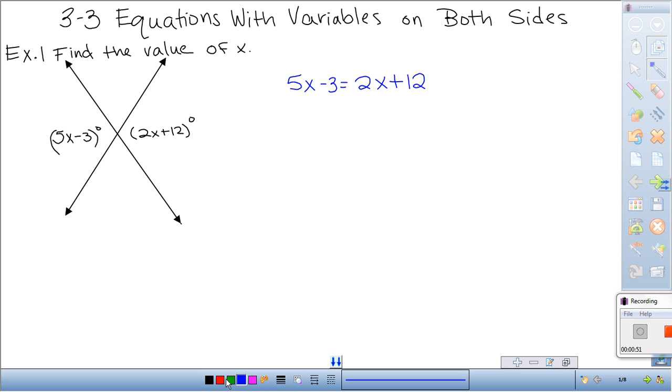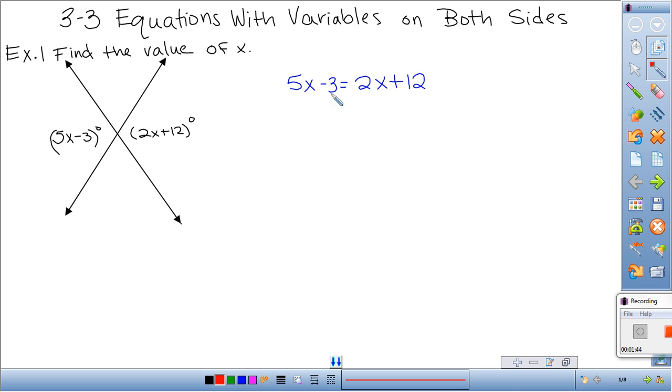There are a couple things you can do. One, you could subtract 5x from both sides. Then positive 5x and negative 5x would cancel, and we get 2x minus 5x over here, which would give us negative 3x. I like to stay away from negative numbers if at all possible, because that just cuts down on the steps we have to do.